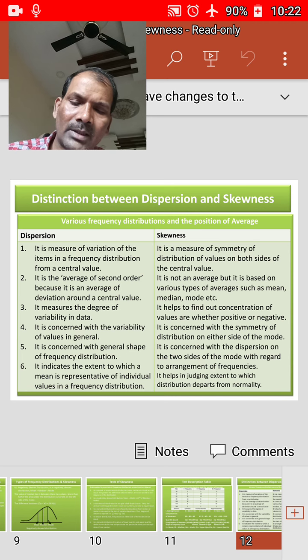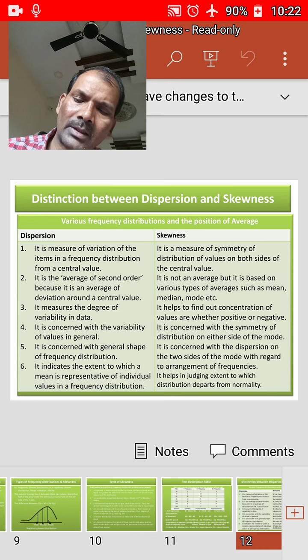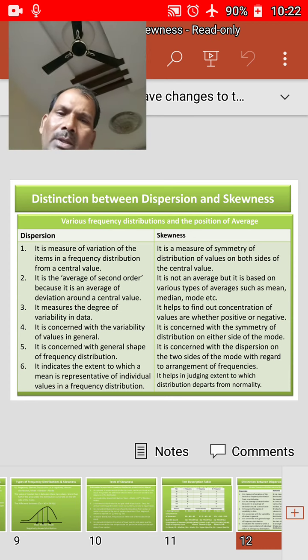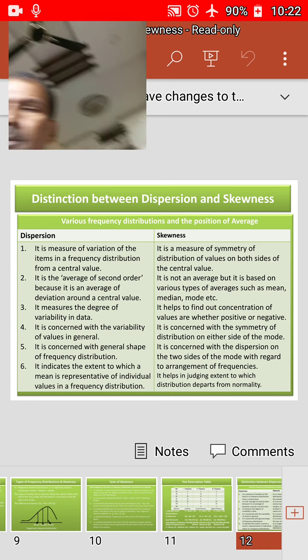In case of skewness, it is not an average, but its measurement is based on various types of averages such as mean, median, mode, etc. In case of dispersion, it measures the degree of variability in data, whereas skewness helps to find out whether the concentration of values is on the positive or negative side.